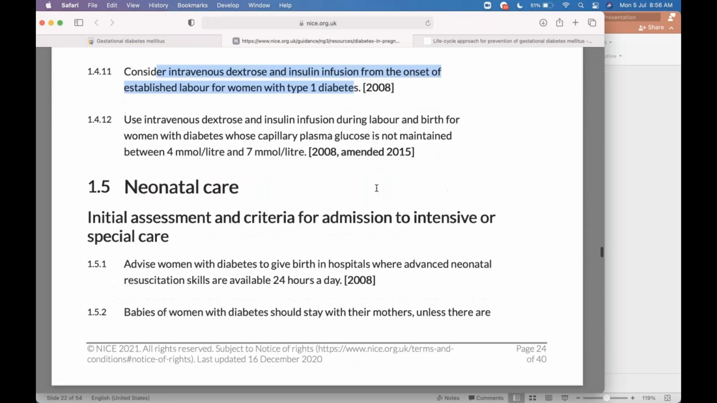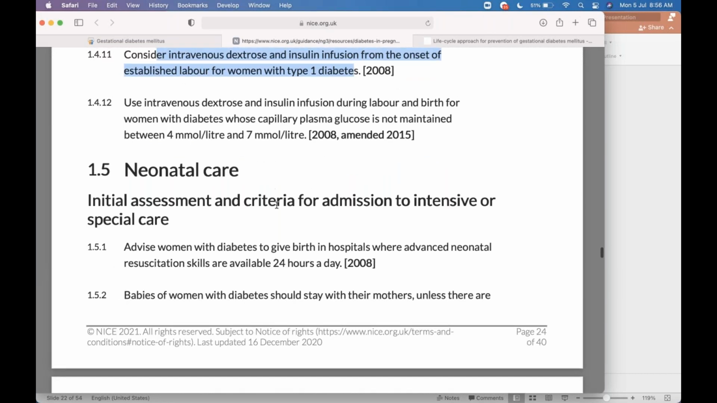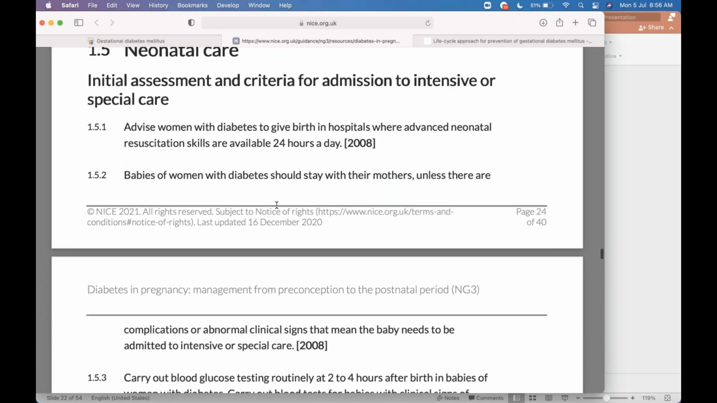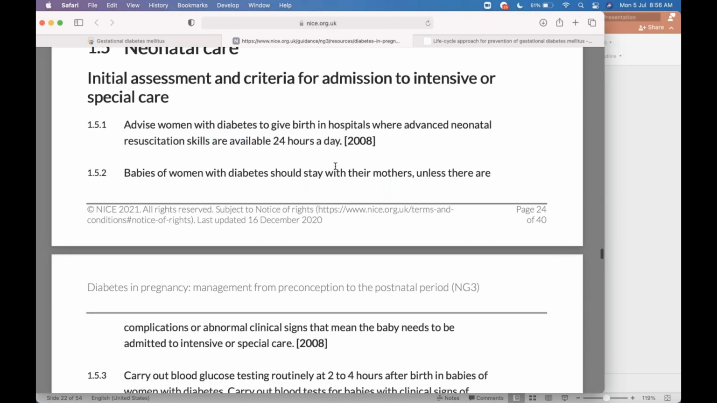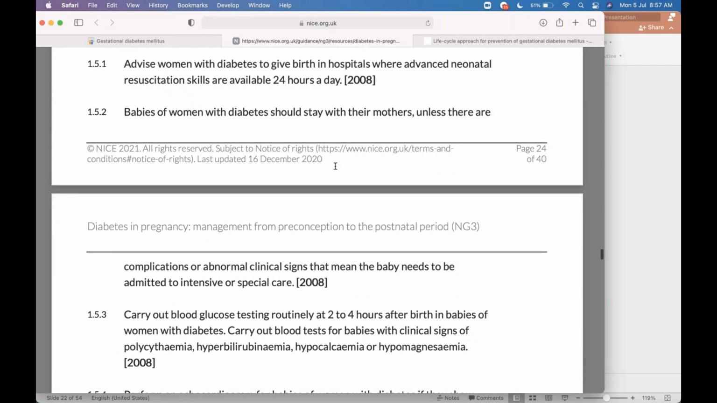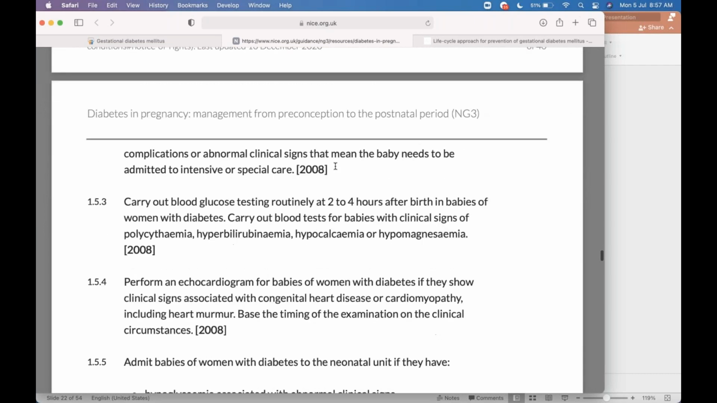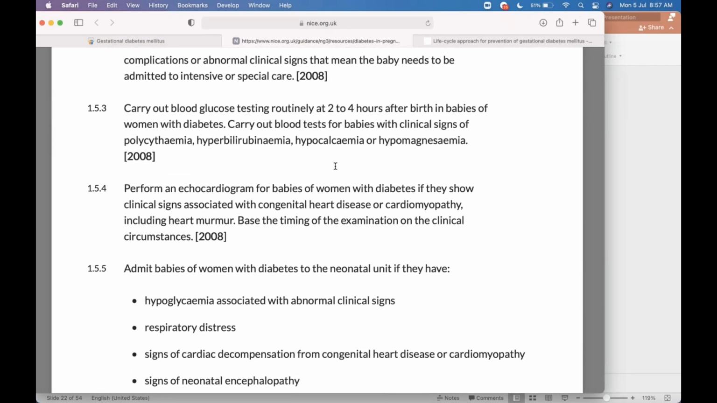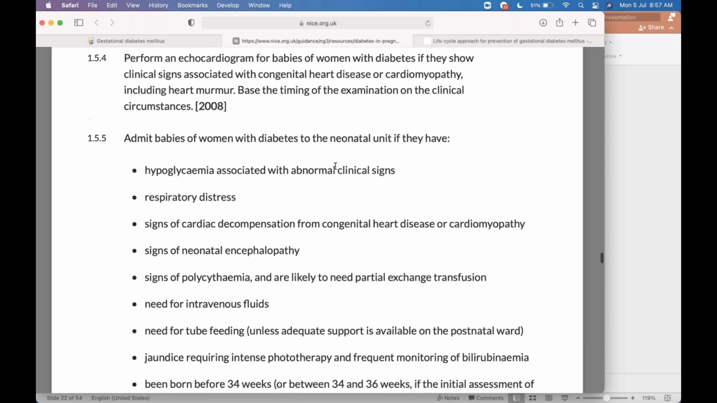a GI drip. Okay, and now the baby. As soon as the baby is born, for resuscitation, we should get the baby born in a hospital with advanced neonatal resuscitation skills, because the babies are at risk of so many things: hypoglycemia, hypocalcemia, hypomagnesemia. There's a whole list which is given in your data that you need to remember.